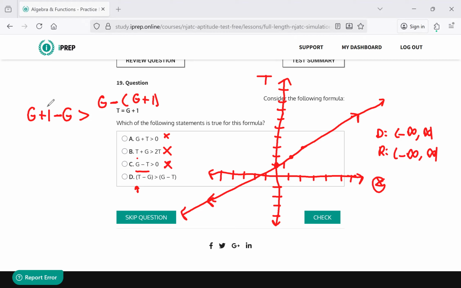Okay, let's clean this up. So on the left, the g and then negative g cancels. You're left with 1. And then over here, you have g. And then distribute out this negative. So this is going to be negative g and then negative 1. Okay, so the g's cancel. So you're left with 1 is greater than negative 1. Is this true? Yes. You put it on the number line, put the larger number on the right and then the smaller one on the left. 1 is definitely greater than negative 1. So this is the only one that's true. That's why it's D.